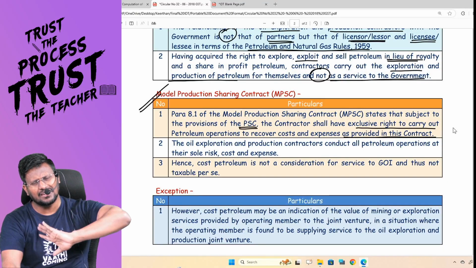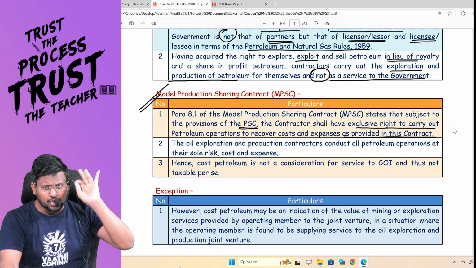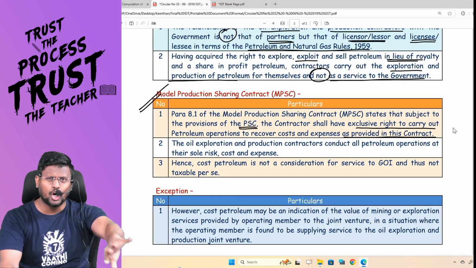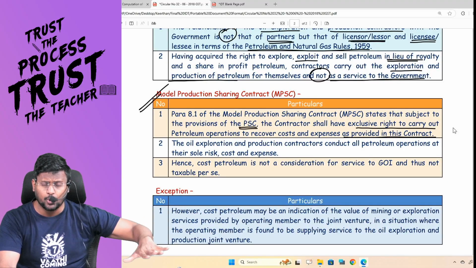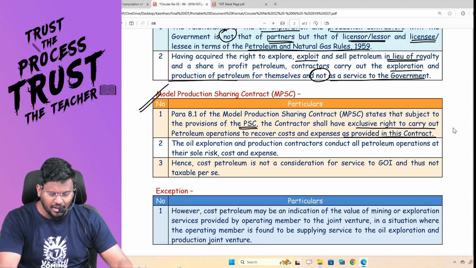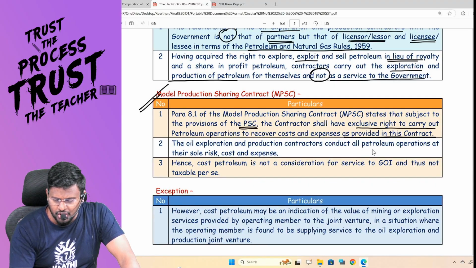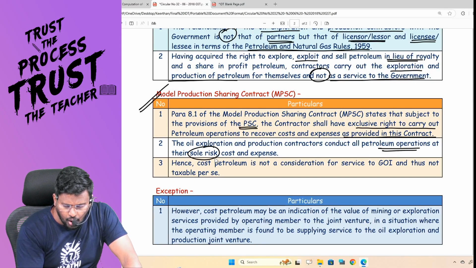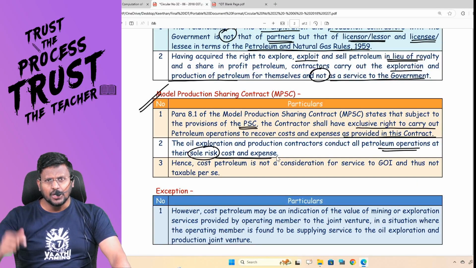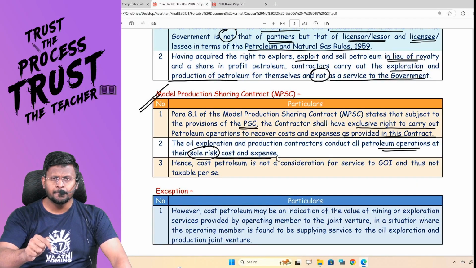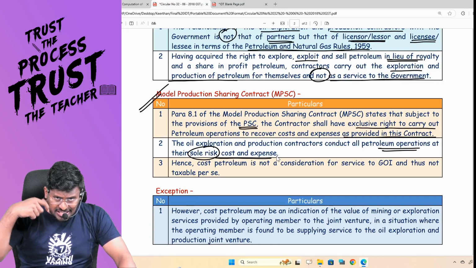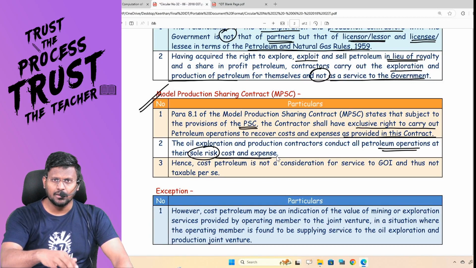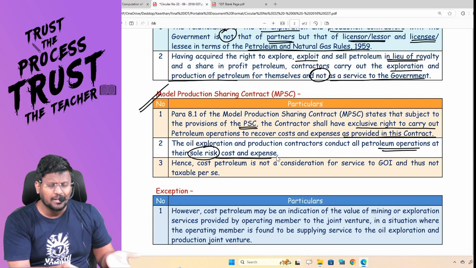What is the contract saying? It is the right of the OEPC to recover the cost. That means the OEPC still has the right to cost petroleum. The oil exploration and production contractor carries out all petroleum operations at their sole risk, cost and expense. It is the duty and responsibility of the OEPC to dig. If there is any loss, you have to bear the loss.